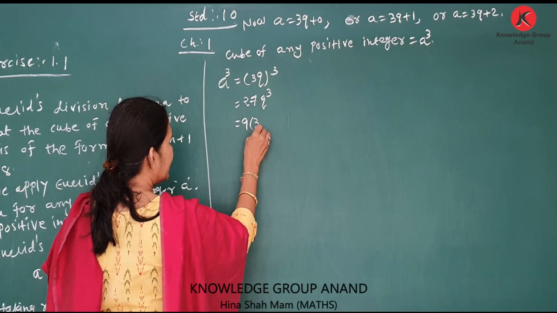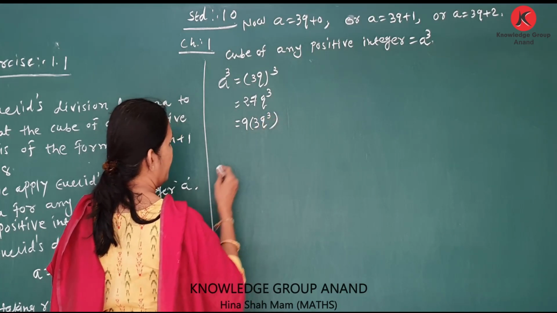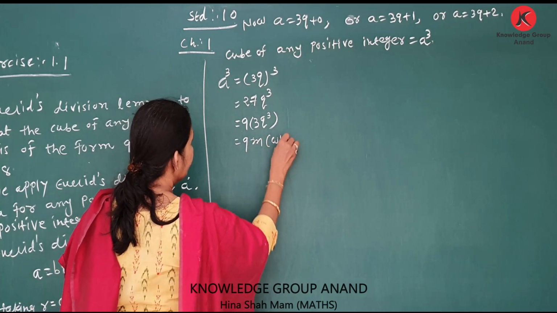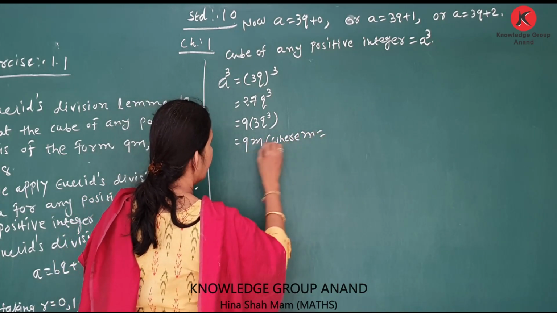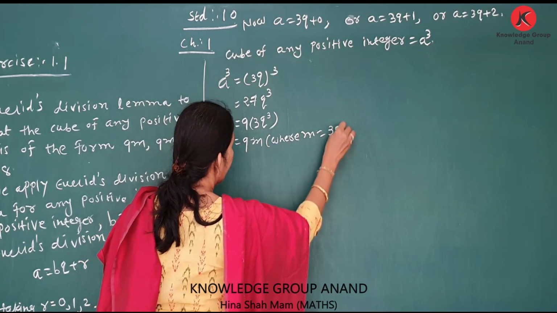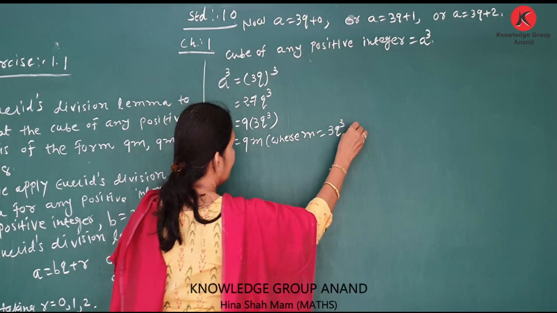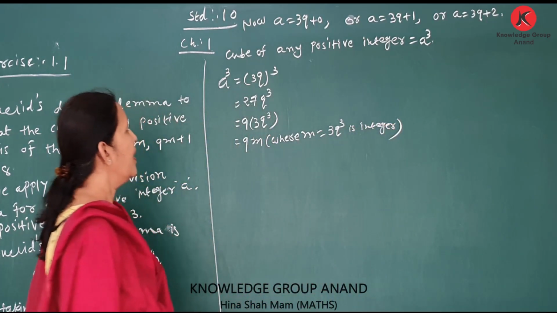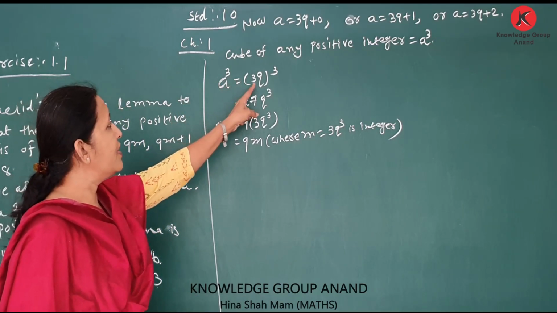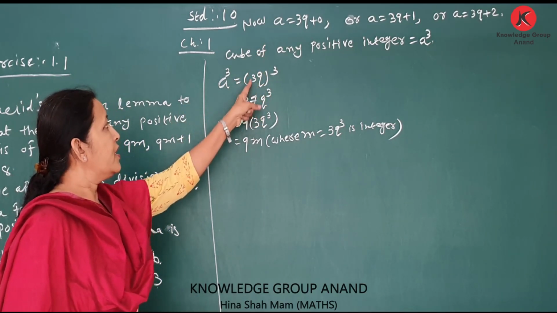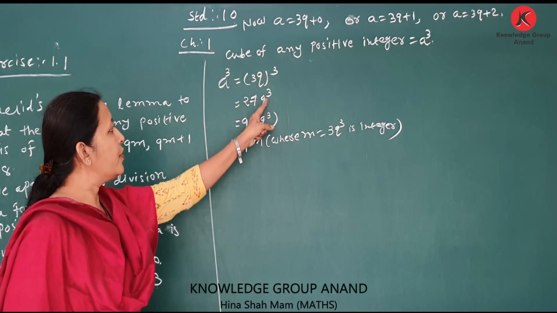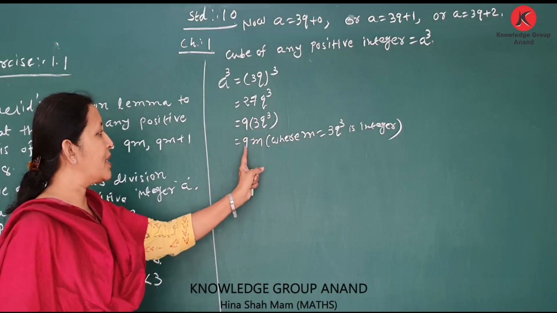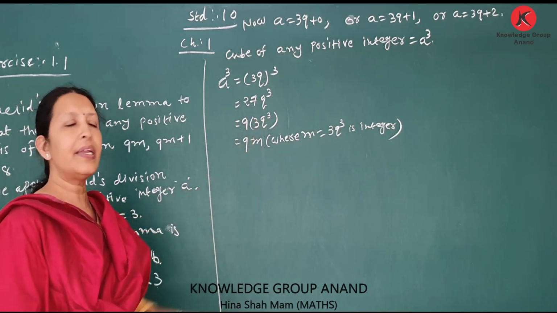9 times 3 is 27 q cube is equal to 9m, where m is equal to 3 q cube, which is an integer. Again, A cube is equal to 3 cube q cube, 3 cube is 27. So A cube is equal to 9 into 3 q cube is equal to 9m, which is divisible by 9.